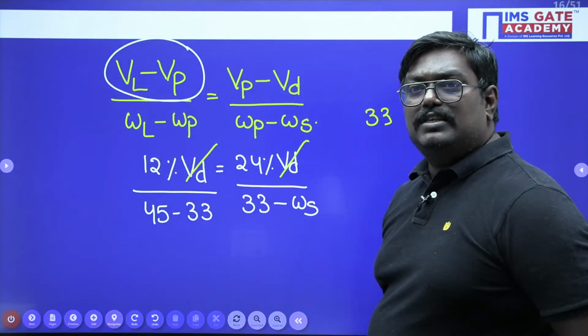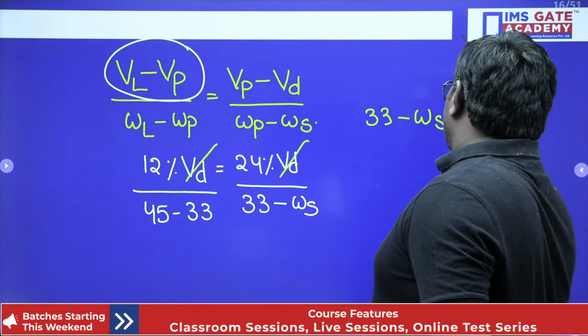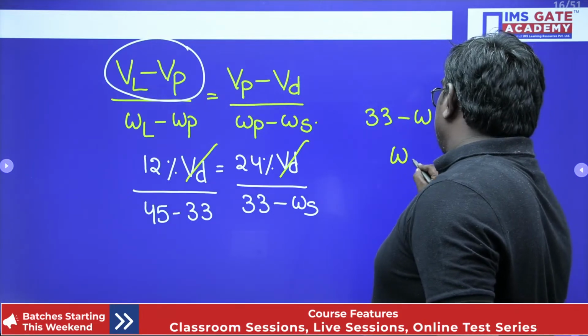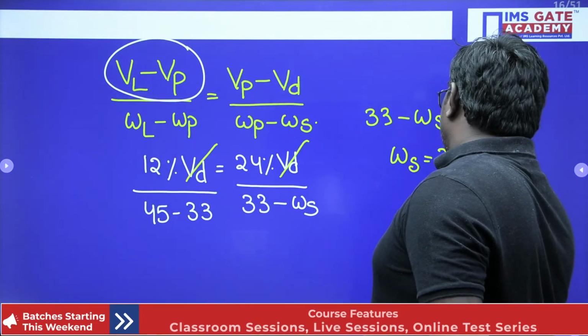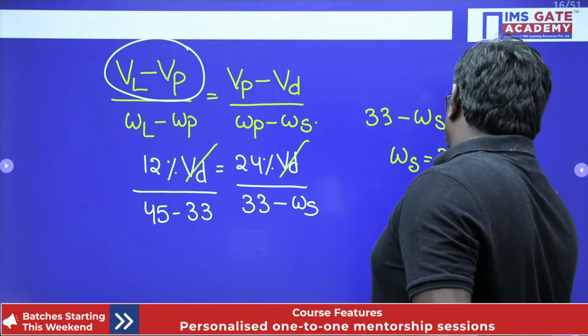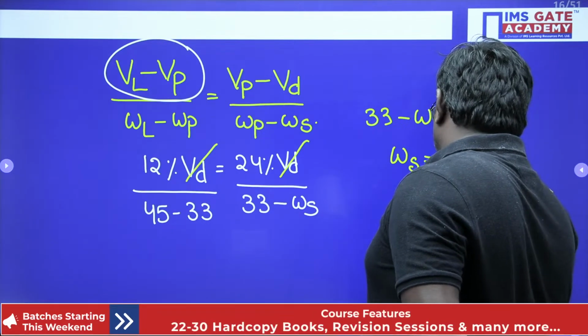12 upon 12 is 1. So 33 minus WS is equal to 24 percentile. So shrinkage limit can be written as 33 minus 24 percentile. That will be equal to 9 percentile, or in terms of value it is 0.09.